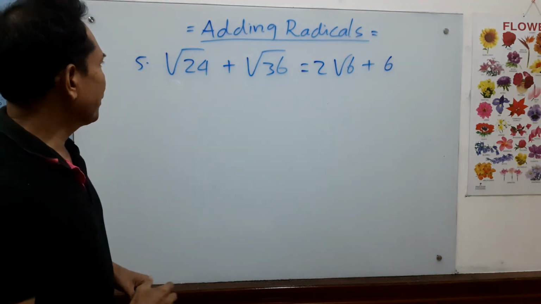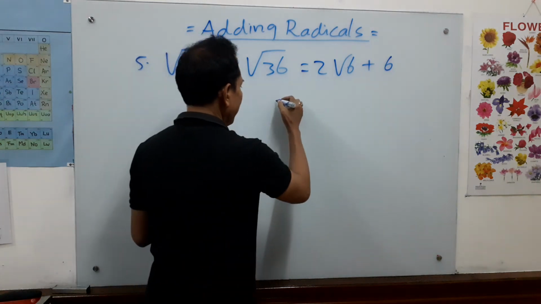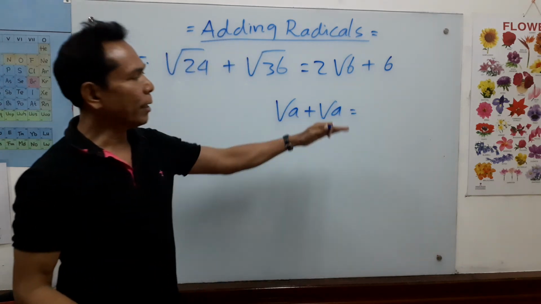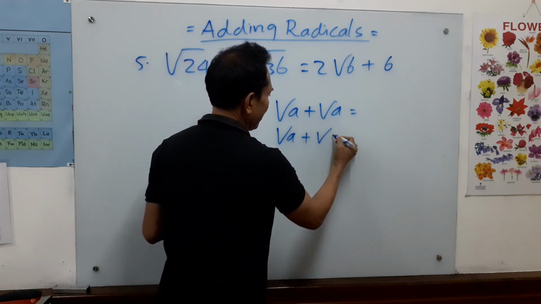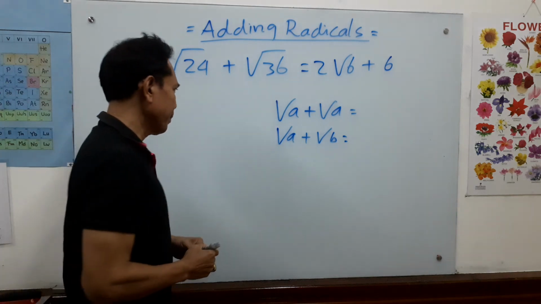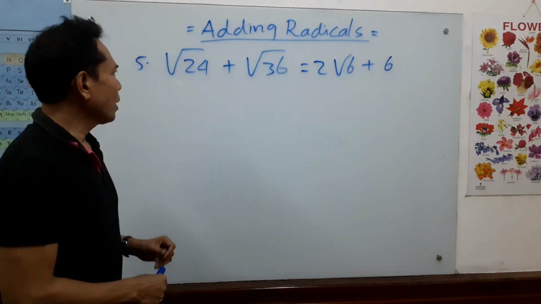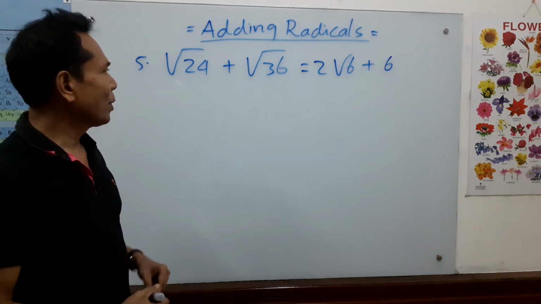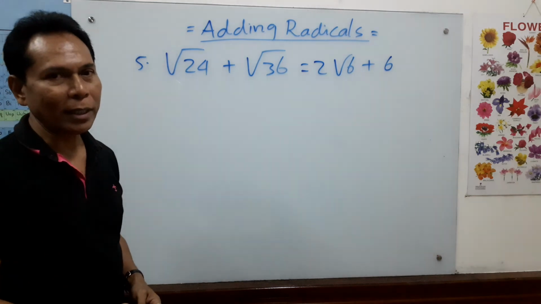Children, don't forget that if the radicands are the same, for example here, radical 8 plus radical 8, you can add. But if the radicands are different, for example this one is A and this one is B, don't add them. You cannot. Children, I hope with these 5 simple questions of adding radicals, you understand how to work out this kind of question, adding the radicals.